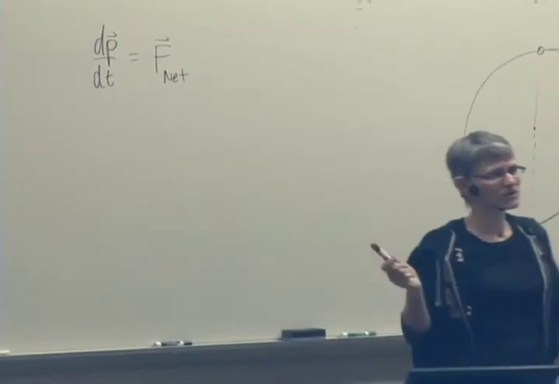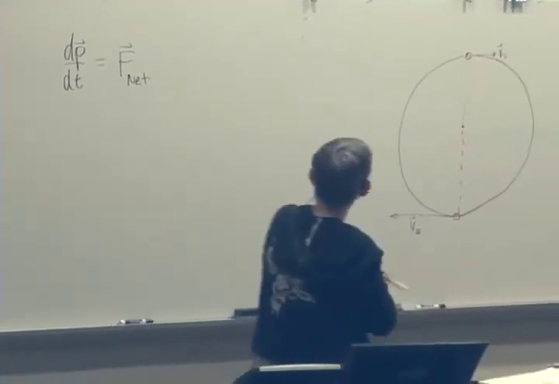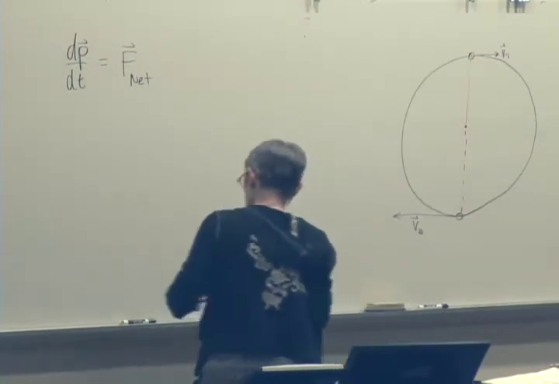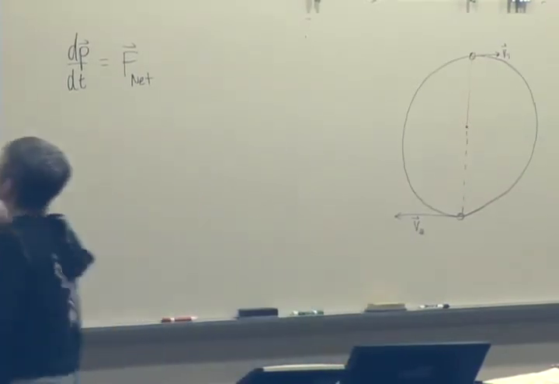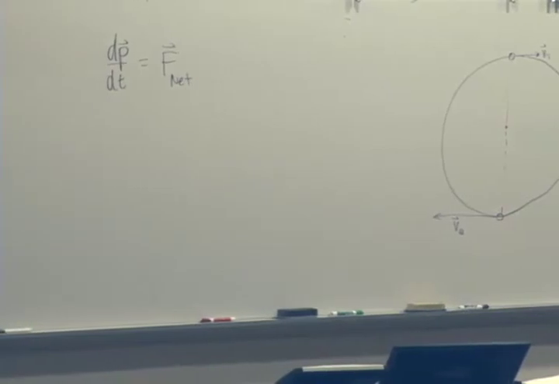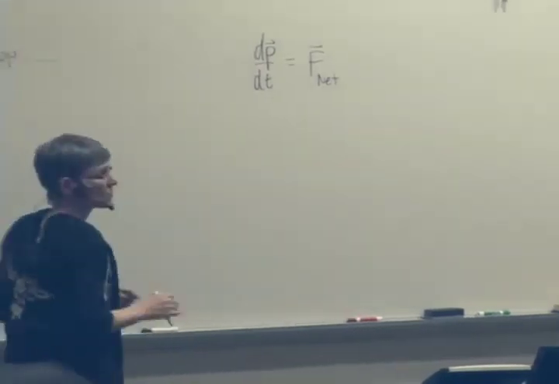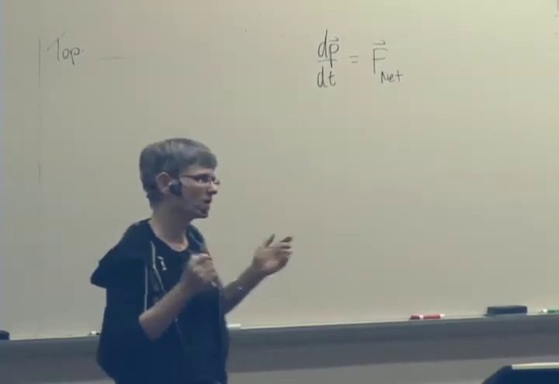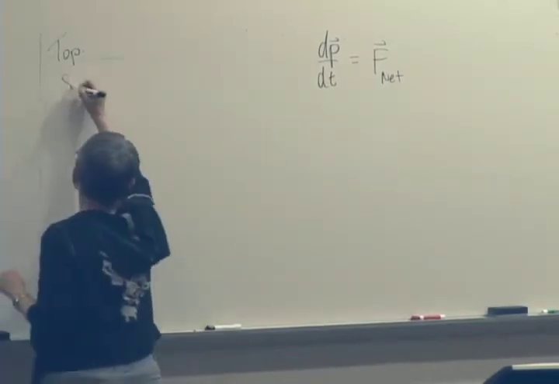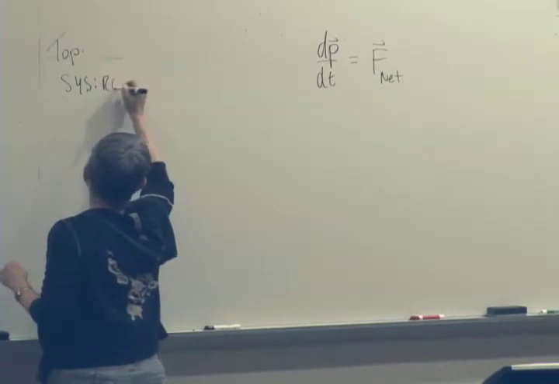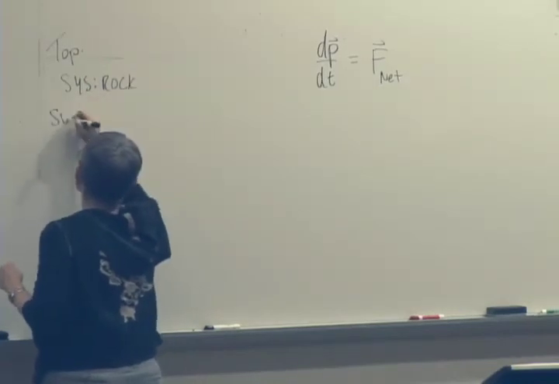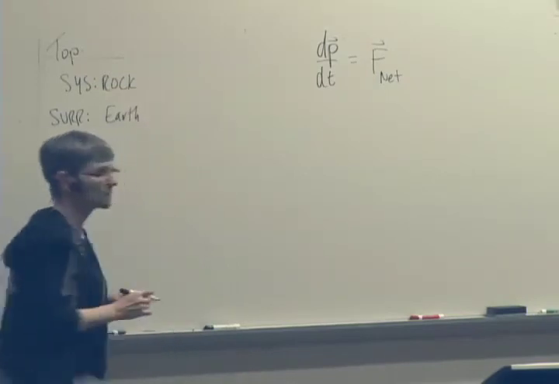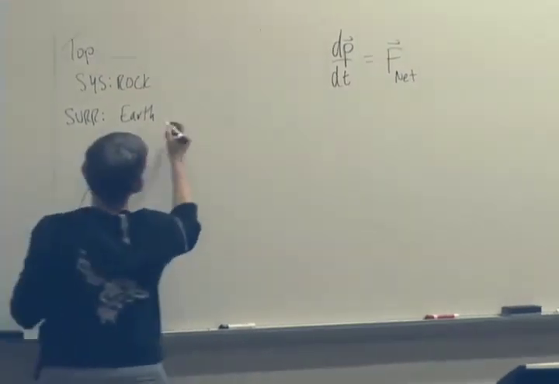Then we just do all this stuff that we normally do, except you really have to do it. So we're going to pick the top, and we're going to choose a system. What's our system going to be? The rock. And what's in the surroundings? The earth. Is that it? The string.